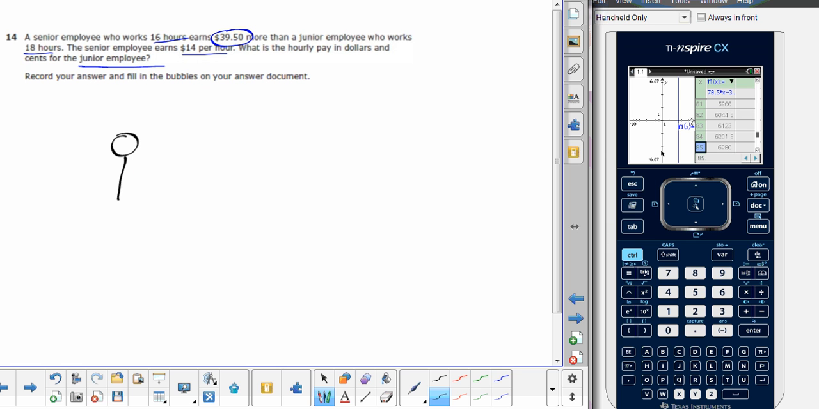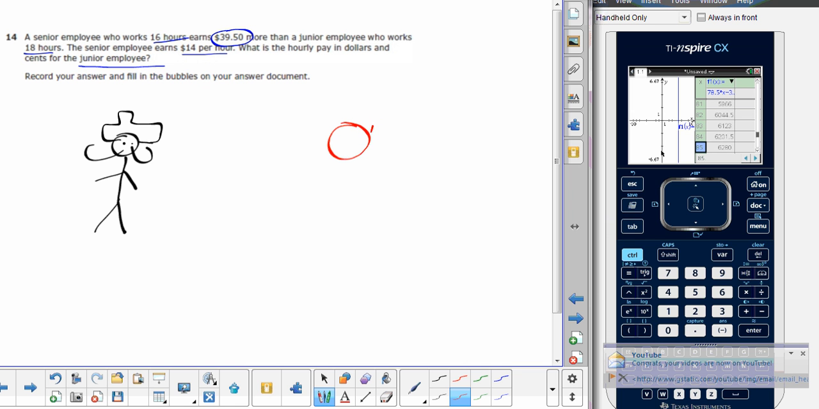How about the first one? Represent the senior employee. You see, nice mustache. How about a nice head, like a cowboy head. What do we know about the senior? And then another, the junior. Kind of a baseball head, a younger man.